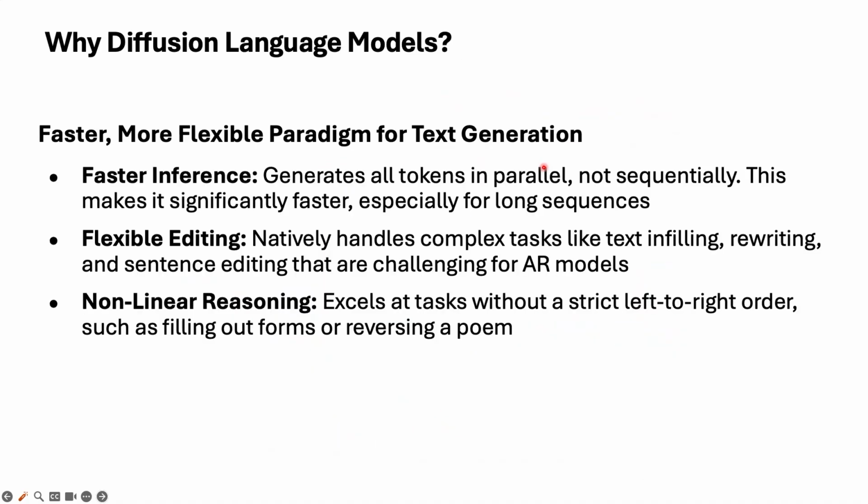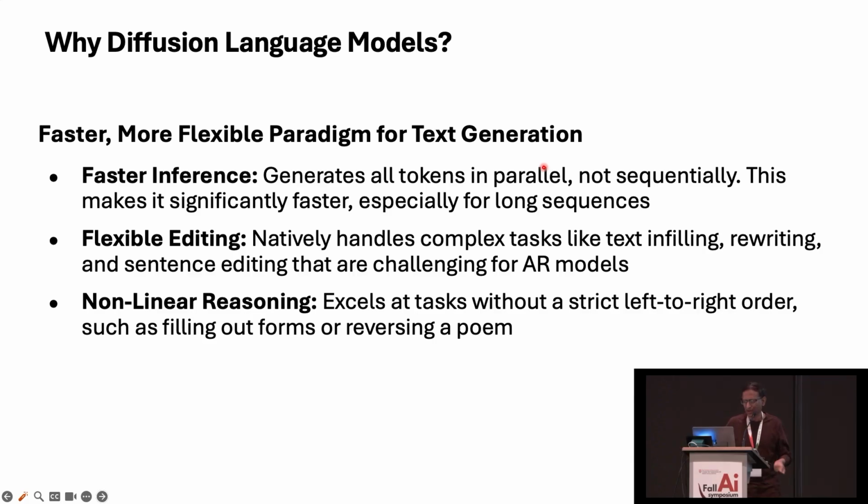So again, I talked about why discrete models broadly, but now why diffusion language models. 3 reasons. First, because you can do parallel inference, that tokens can be generated in parallel, not sequentially. There's hope that you can make it significantly faster for long sequences.